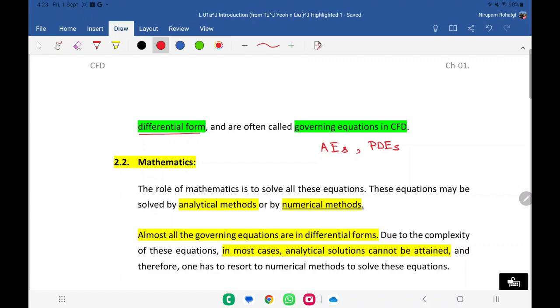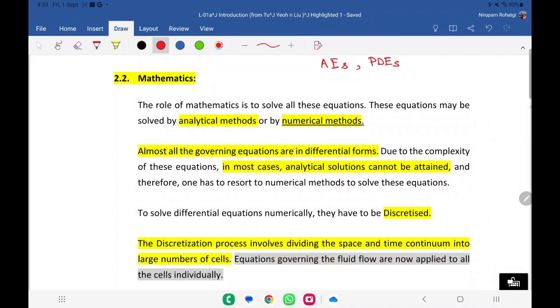Now then you move on to the mathematics. We have to actually solve these equations. Now the role of mathematics is to solve these equations. Why is mathematics coming here? Because we have to solve these equations. Now there are two methods. One is called the analytical method. The second is called the numerical method, by which you solve these equations.